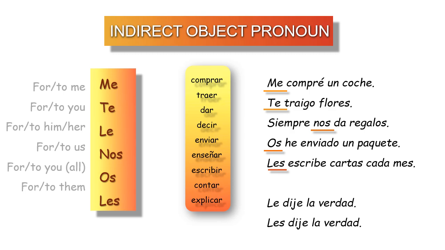A very common mistake involves the verb decir, to say or to tell. In English, we say I told her, but in Spanish it's wrong to say la dije. It must be le dije la verdad, or les dije la verdad. This is a very common mistake in Spain as well. So let's go now to learn about the position of these pronouns.